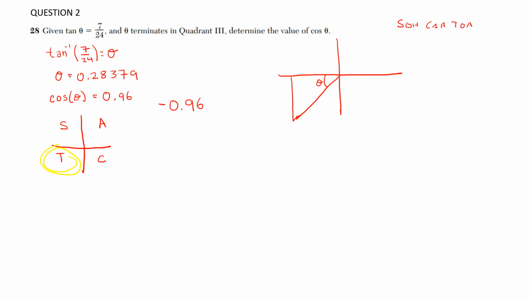SOHCAHTOA. We know that tangent equals opposite over adjacent. So opposite is 7 and adjacent is 24 from what the question told us. So now we're looking for cosine. Cosine, we know that's adjacent over hypotenuse.